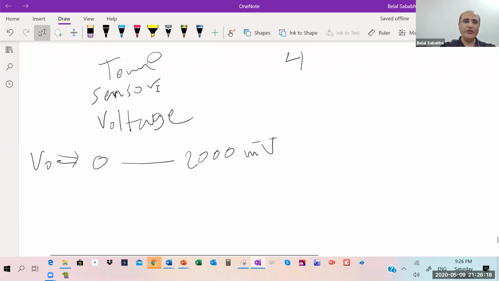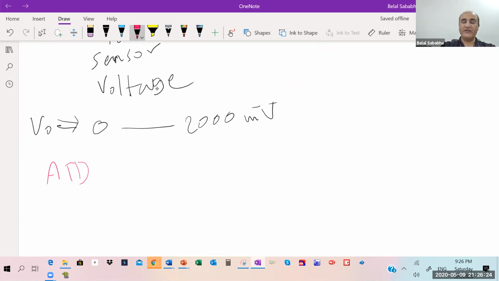And I have an A to D, analog to digital converter, that takes an input. Let's make it easy: 5000 millivolts, 5 volts. Why 5? Because it's the voltage source of the controller. The A to D can convert this into a 10-bit number. Let's simplify it a bit: an 8-bit number.